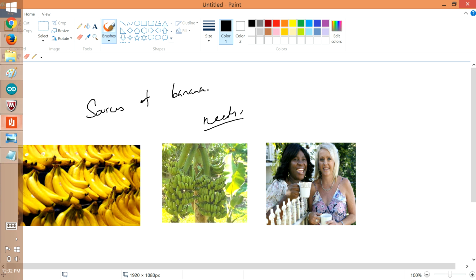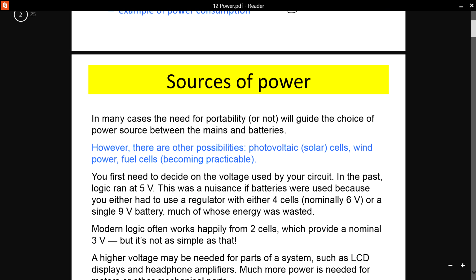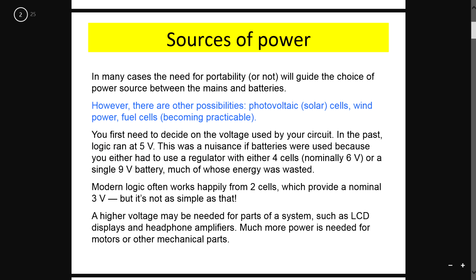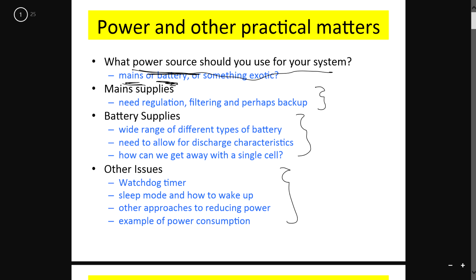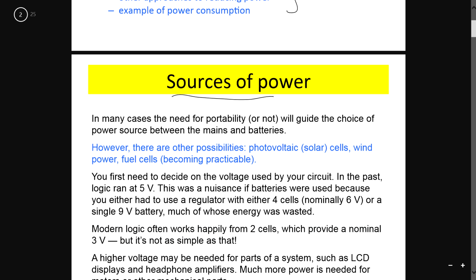So if you go back to the slides itself, the source of power in our case is only what? The mains power supply and the battery. And the need is often about portability, the need for portability or not. So if you want something that is portable, then we will most likely use the battery. If you don't need portability but you want a high power source, then we will talk about the power supply unit, PSU.